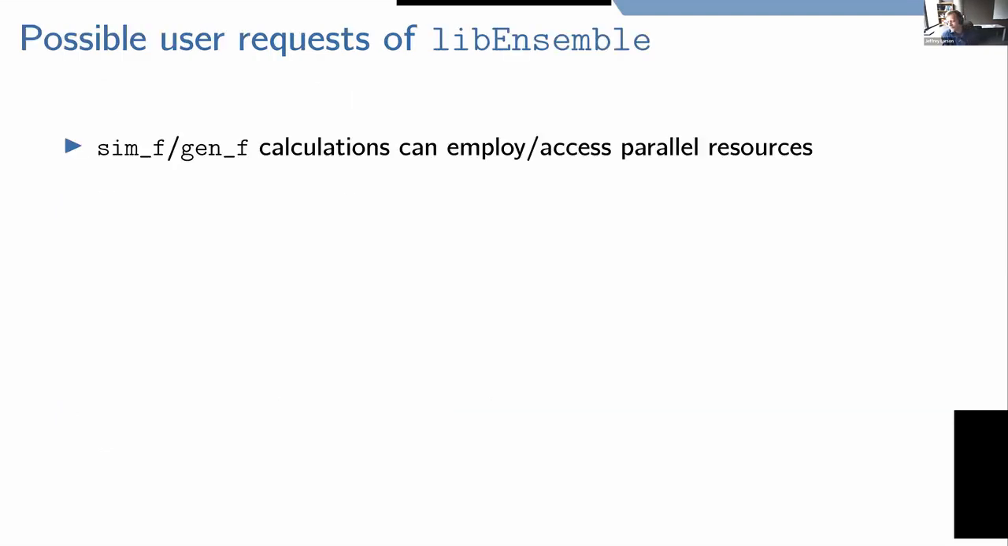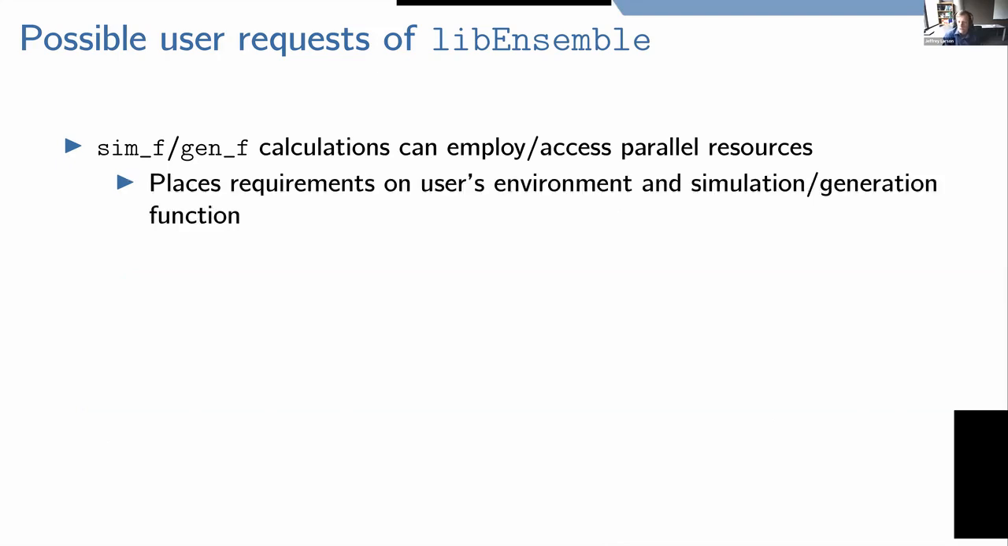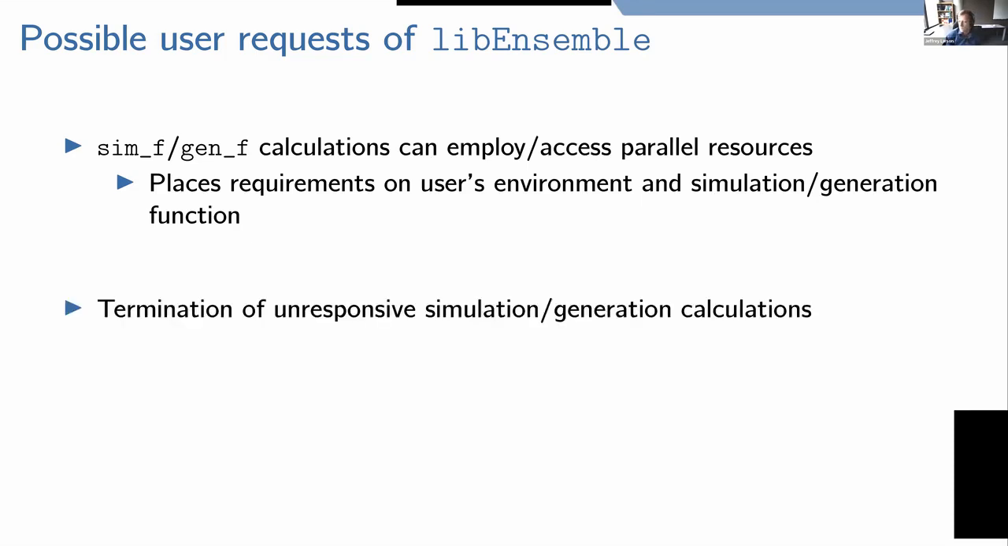But what is a user requesting from libEnsemble? Hey, I'd like my sim calculations or gen calculations to be able to use parallel resources. That's a natural request, and depending on your environment and your sim or gen function, this should be supported. We're able to do this on many of the LCF systems as a part of the DOE Office of Science Labs. A user might request that libEnsemble could terminate unresponsive simulations or generation calculations. Again, something we can support depending on the platform.